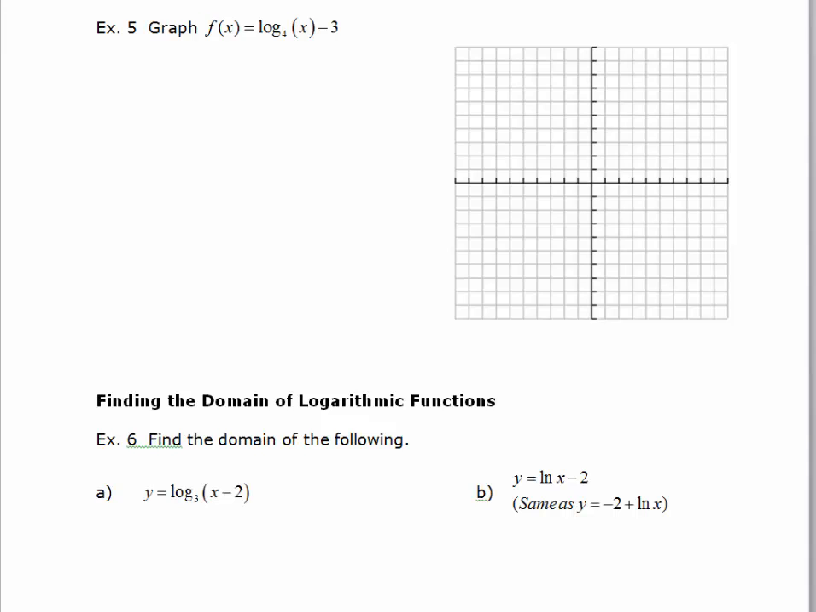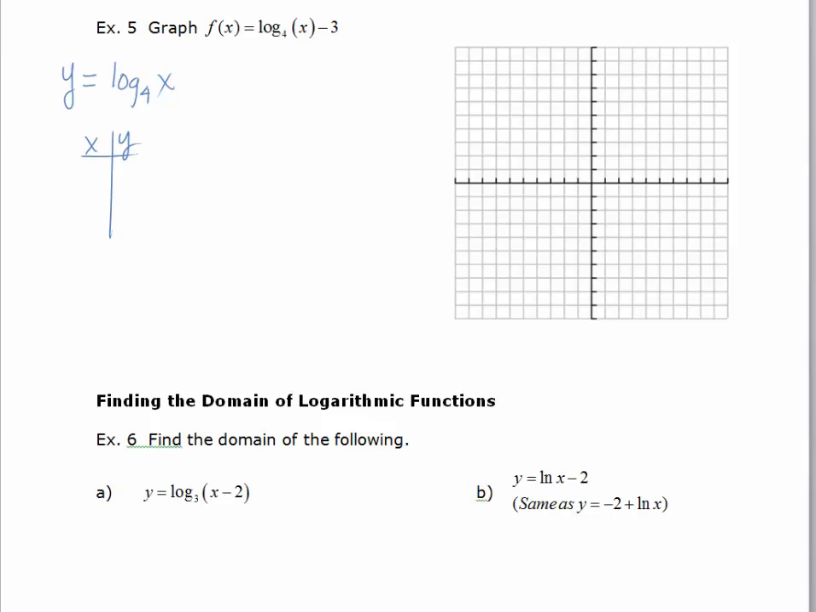Okay, let's graph one more transformation of a log, and then we'll look at some functions and determine what the domain is without graphing them. So to graph the log of x base 4 minus 3, let's start with a basic graph of log of x base 4.